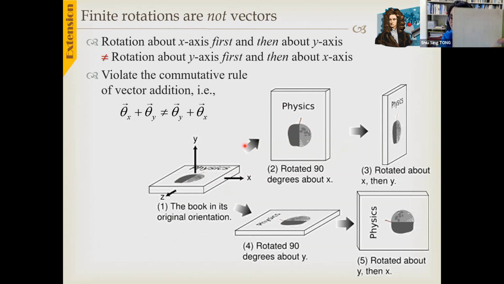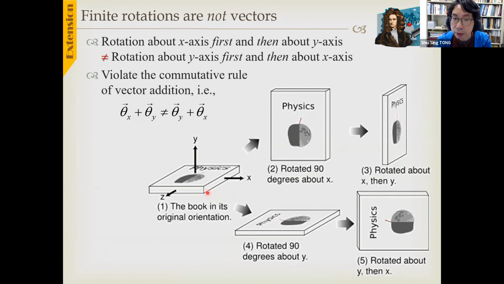Then we rotate about the y-axis, which is the vertical axis. So we rotate about it 90 degrees about the y-axis. So the back side of the book is now facing us. Okay, so is that okay? First we rotate about the x-axis, and then we rotate about the y-axis. That is the first kind of rotation.